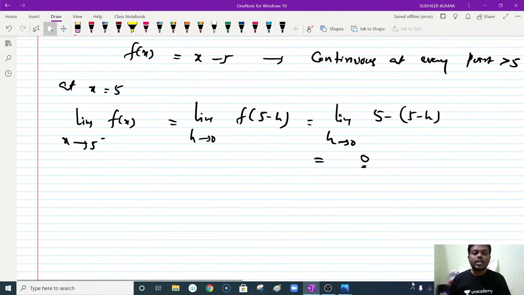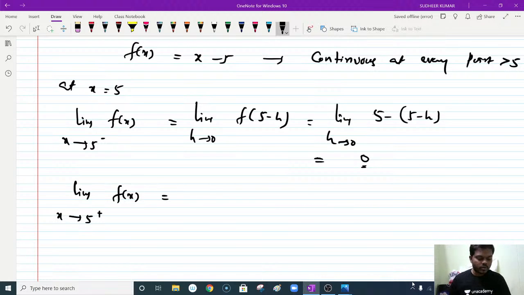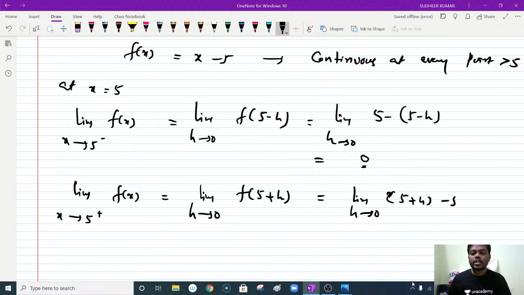Right? Now let us find right hand limit. Limit x tends to 5 plus f of x equal to. So we can see that it is limit h tends to 0 f of 5 plus h equal to limit h tends to 0, 5 plus means x minus 5. So x value is 5 plus h minus 5. Even though 5 minus 5 gets cancelled, h value is 0, so that it is 0.